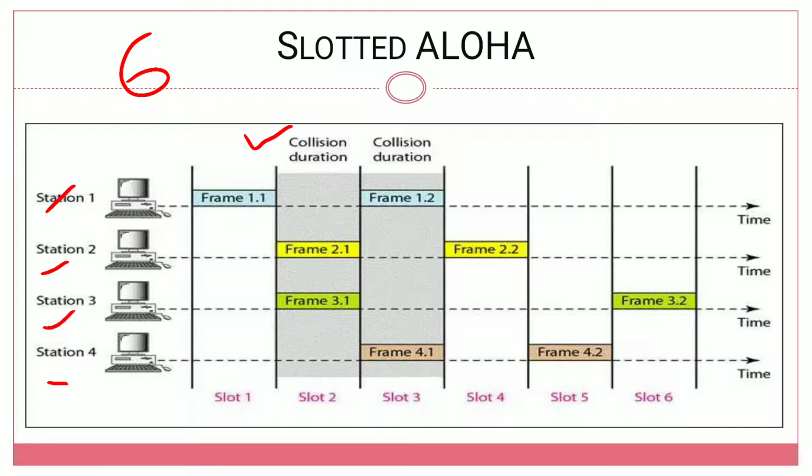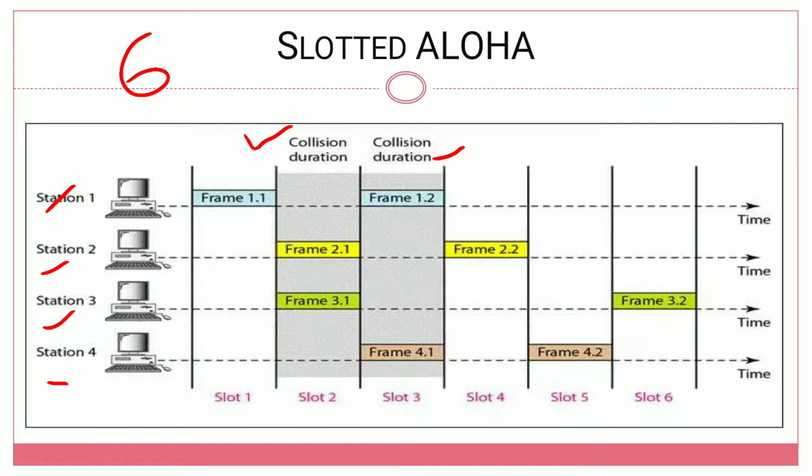Next, station 1 and station 4 start transmitting the next frames, that is frame 1.2 and frame 4.1. Those frames 1.2 and 4.1 start transmitting in slot 3. Here also those two frames collide with each other. The collision duration is considered like this.